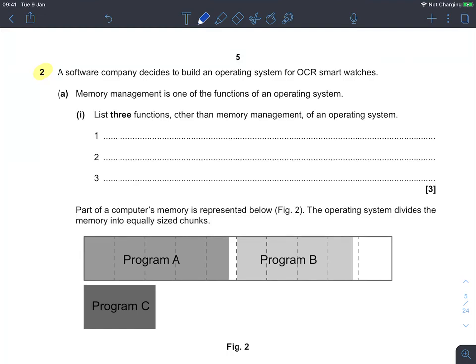This question is from 2018, it's paper 1, and it's looking at operating systems primarily. And the question is, a software company decides to build an operating system for OCR smartwatches. Memory management is one of the functions of an operating system, and it just asks you to list 3 other functions. So in terms of the extensive list of what operating systems do, you probably just want to make sure that you've got a list of 4 or 5 that you can recall.